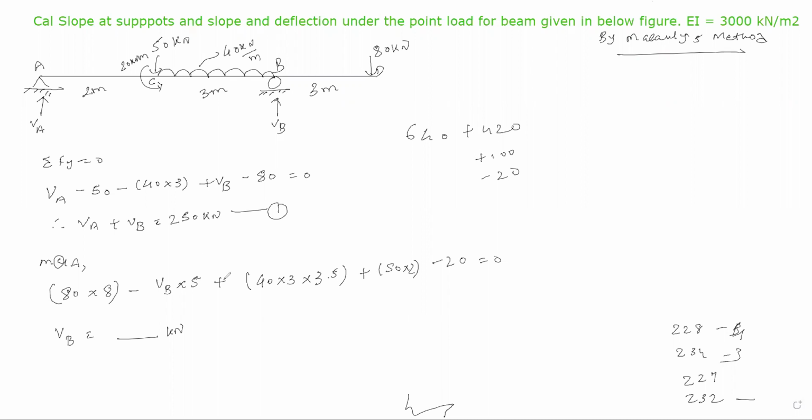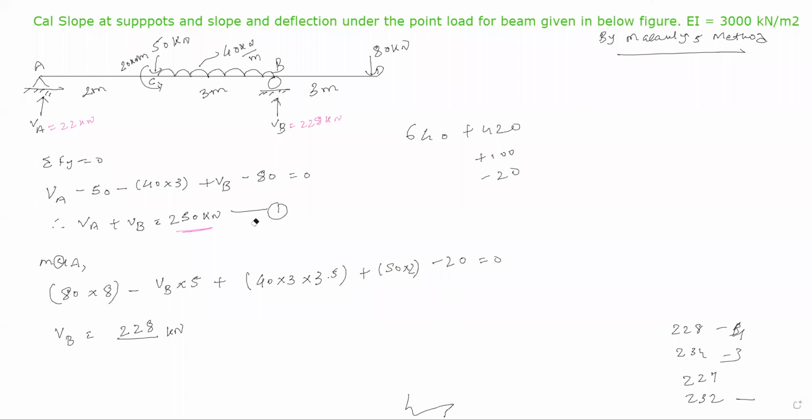The right answer is 228 kN. Are you up to this, is it clear for all of you? So VB equals 228 kN. Put this value in equation number 1. You will get the value of VA, that is nothing but 22 kN. Is it okay, students? Is it clear up to here for everyone? Please confirm.